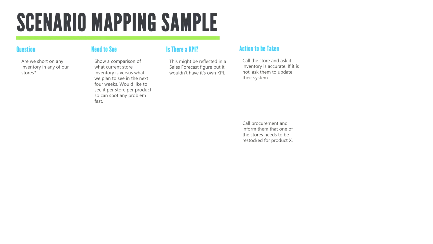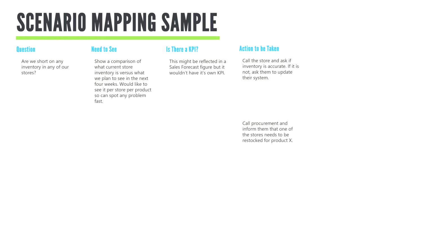Is there an action to be taken? Looks like we've got 2 stickies here. Call the store and ask if inventory is accurate. If it is not, ask them to update their system. The other one, call procurement and inform them that one of the stores needs to be restocked for product X. Okay, so we now have a series of these rows, and you can pause the video here and start taking your questions and apply this process to them.